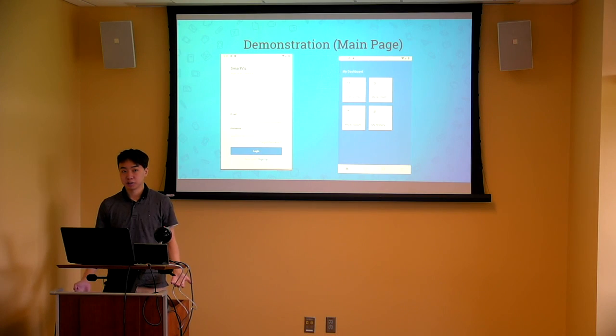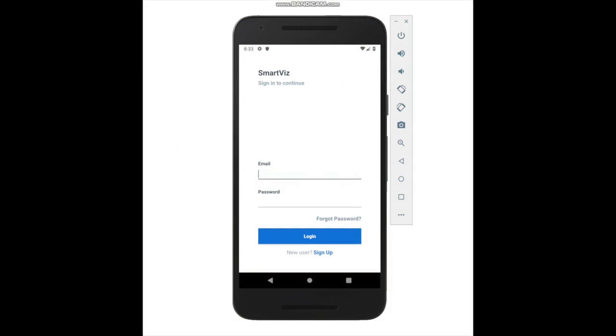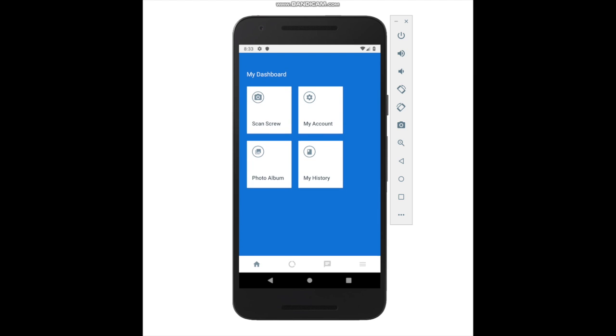And now I will also show you a video demonstration of how our application is intended to work. Alright, so starting off with our demo, we have our login screen pulled up right now. For the purpose of this demo, we're just going to simply log in. There are 4 main functionalities the user sees once they log into the application. The first is scan screw, the second is my account, third is photo album, and fourth is my history.